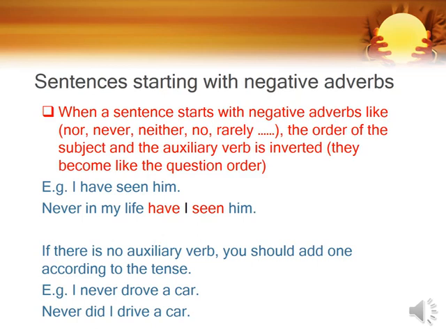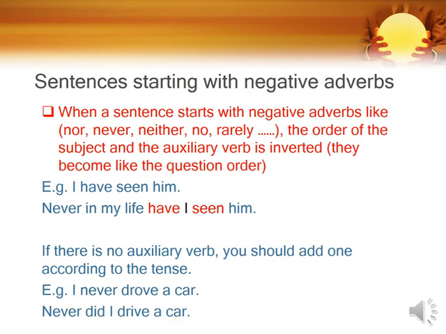Like the sentence given here, I have seen him. You can say, never in my life have I seen him. Why? Because I made this change. I put never at the beginning of the sentence. So there is inversion between have and I.